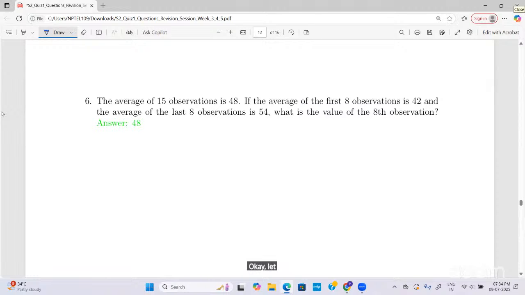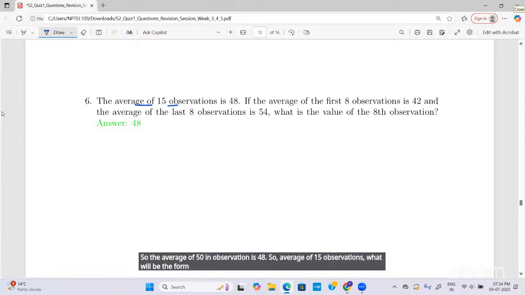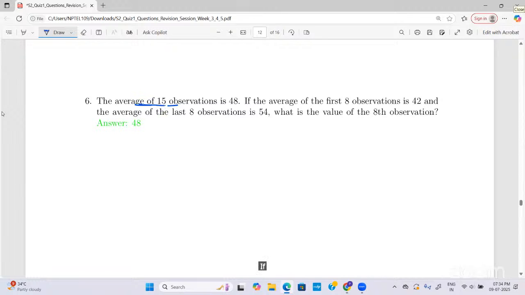Okay, let's solve. Whatever is given to us, first we will note these things. The average of 15 observations is 48. If I have to write this step in a mathematical way, summation of xi, where i is going from 1 to 15, divided by 15. So this should be equal to 48.